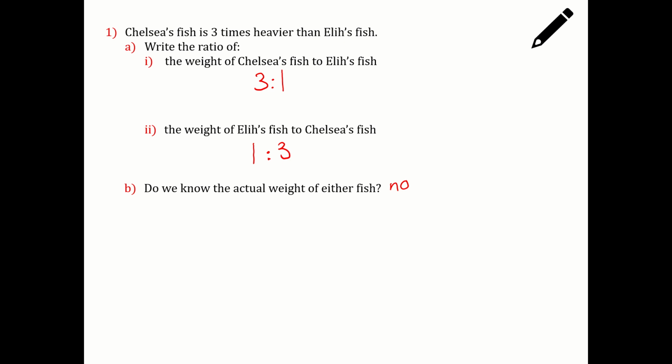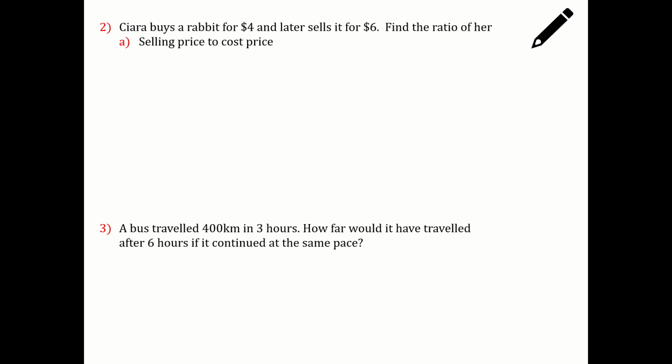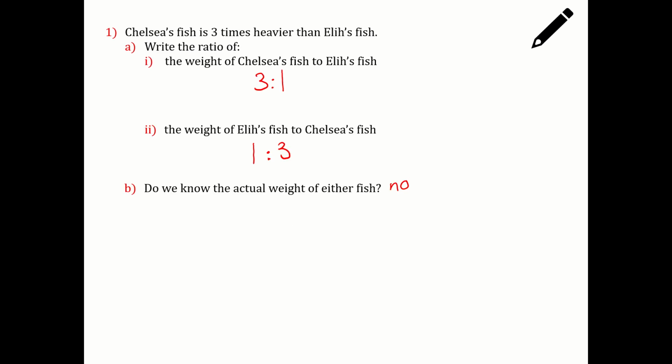Eli's fish could be 2 kilos. And because Chelsea's fish is 3 times that, it would be 6 kilos. Eli's fish could be 10 grams. And because Chelsea's fish is 3 times that, it could be 30 grams. So we don't know what the actual weight is, but we do know that whatever Eli's fish's weight is, Chelsea's fish is 3 times that amount. Okay, so you might need to pause the video here so you can get that information written down into your booklets.